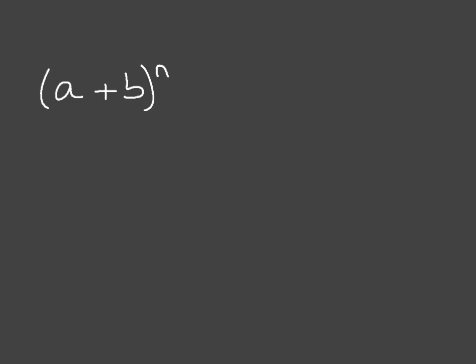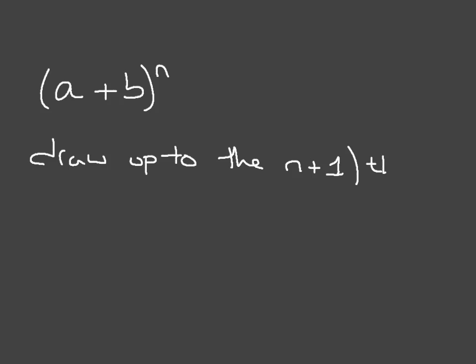Now here's the idea. If we need to find all the terms of this expansion, we need to draw Pascal's triangle to the n plus 1th row. So I'll just write that down. Draw up to, or I should say down to, the n plus 1th row.